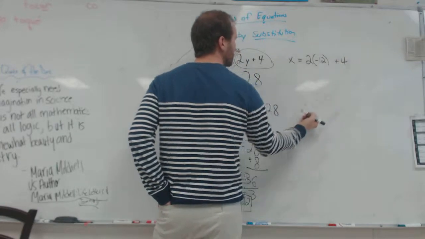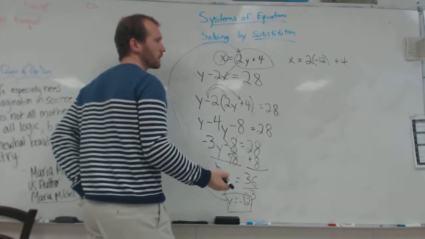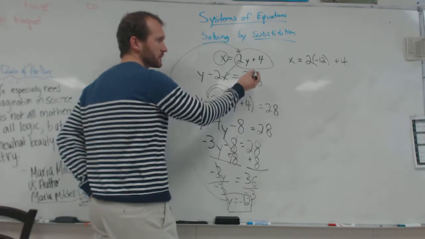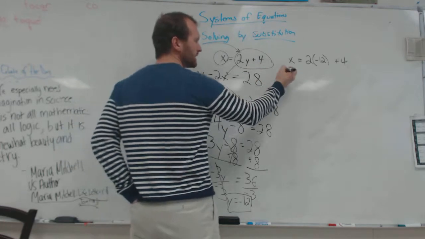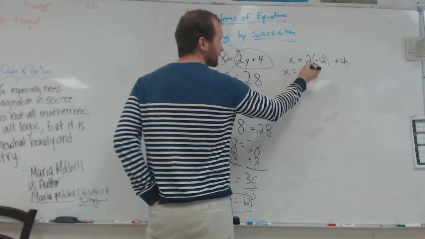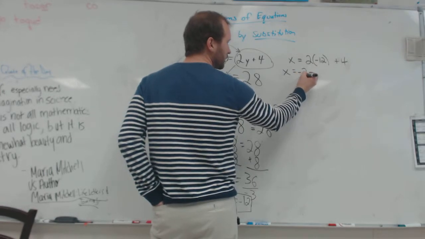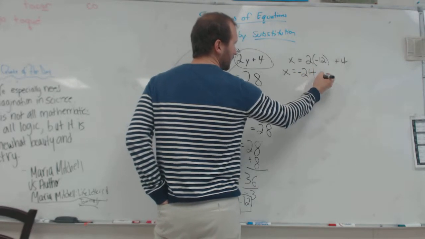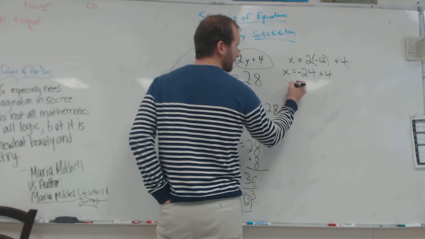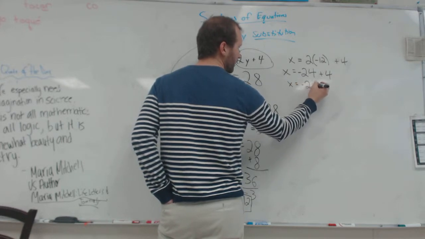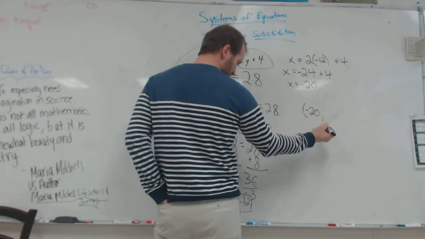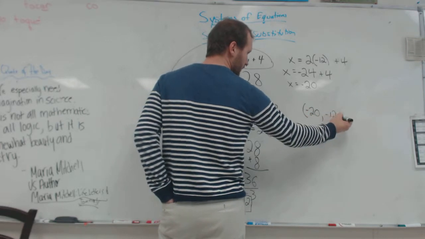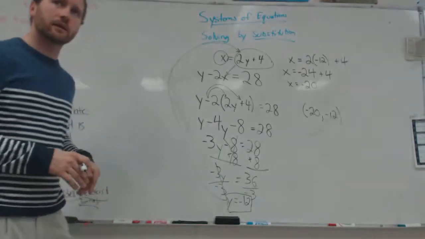Where'd you get plus 4? Because it was there. Which means that x is 2 times negative 12, which is negative 24, plus 4. X is negative 20. Y was negative 12. And I have my final answer.